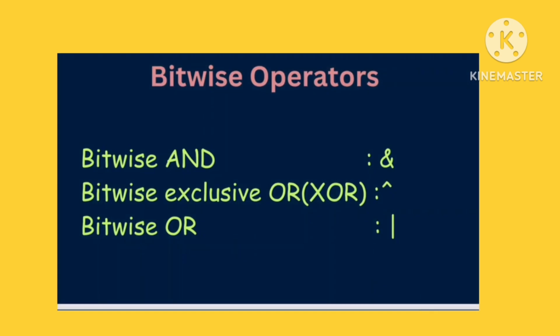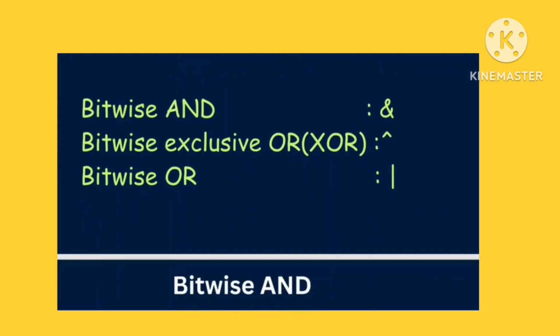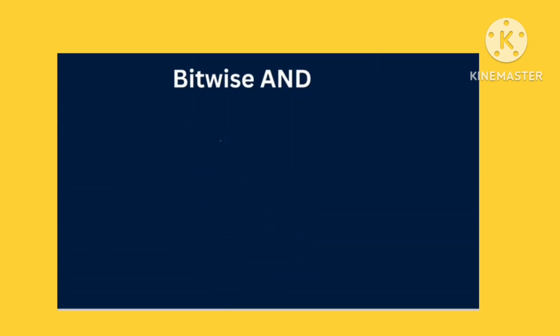In this video we will solve questions based on the bitwise operators. So we have three operators: bitwise AND, bitwise exclusive OR, and bitwise OR. How to solve the question based on the bitwise AND? Here the symbol will be ampersand. First, 3 ampersand 4. How to solve it?